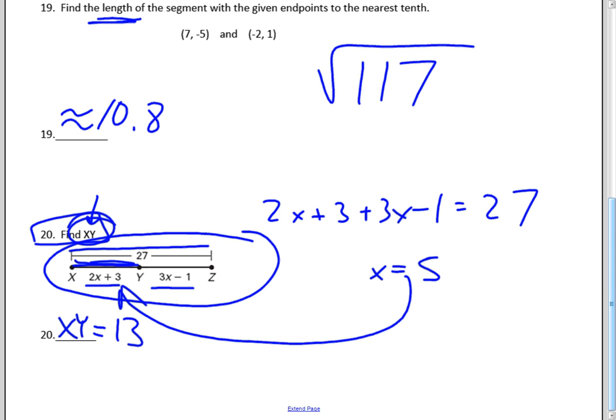I've got section 3.5 with a question mark written down. Open up your textbook to 3.5.